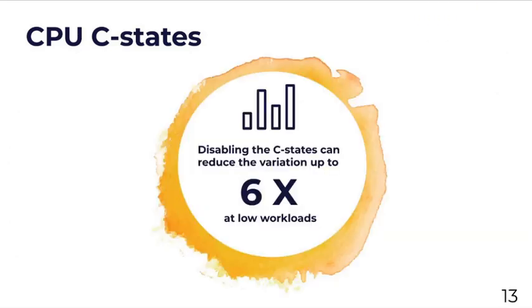So what is to retain here is that disabling the C states is a good way to stabilize the energy consumption of experiments, as it can reduce the variation by up to 6 times at low workloads.